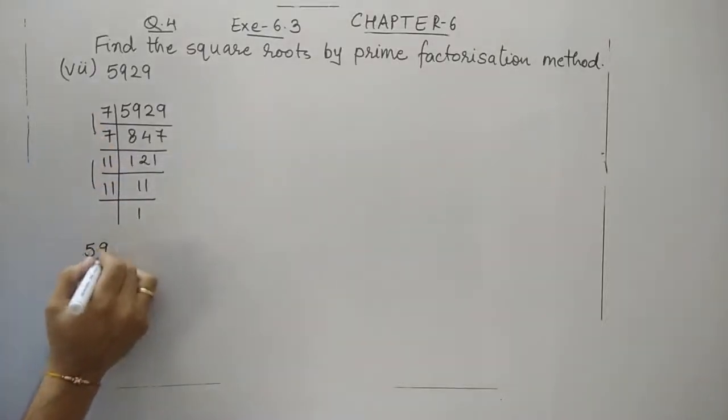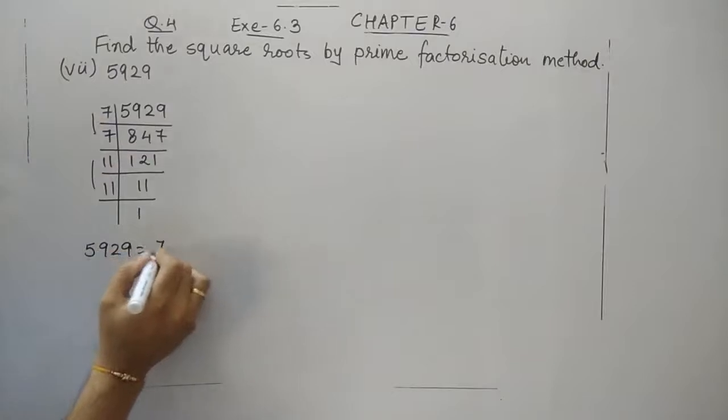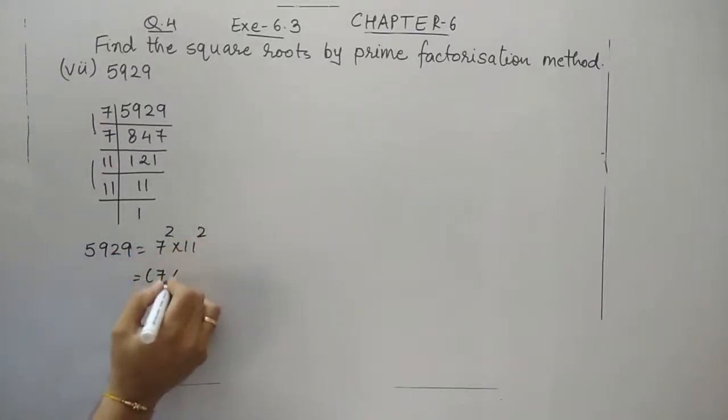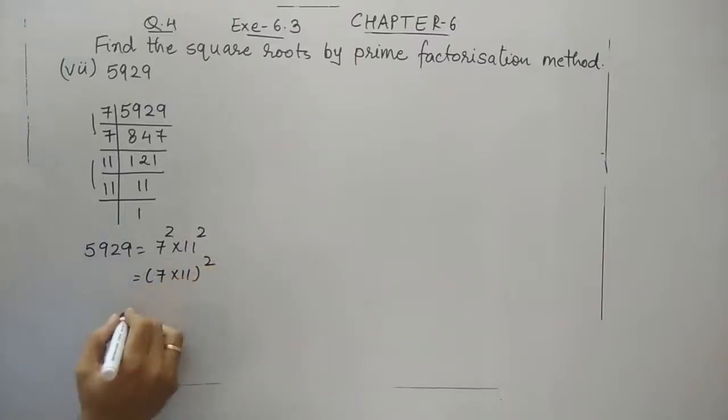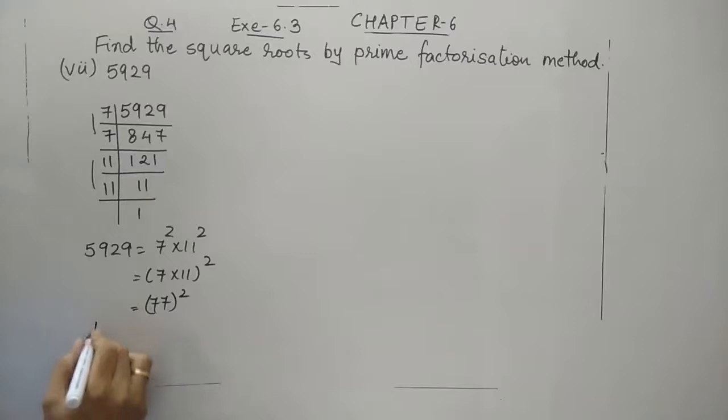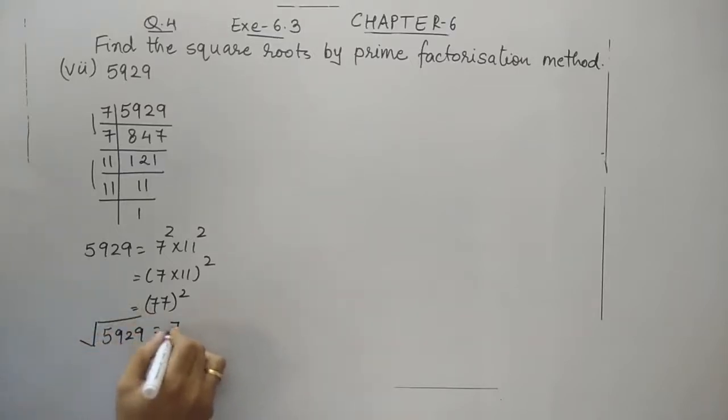So 5929 is written as 7 square into 11 square. So it can be written as 7 into 11 the whole square. So it's 77 the whole square. Now when we write this in the square root form, the power 2 is cancelled. So we can say that the square root of 5929 is 77. Let us do one more question.